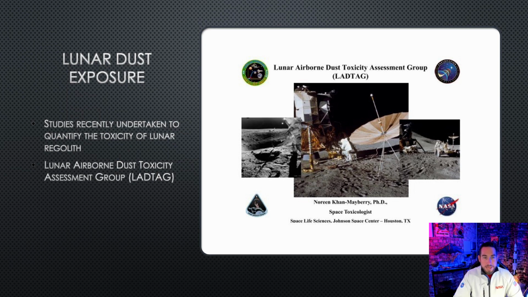All right, so back in, I believe it was 2005, they established this group called the Lunar Airborne Dust Toxicity Assessment Group, also known as LADTAG for short. And what their job was to quantify how toxic the lunar regolith is. So what toxicities are we expecting to see when we go back to the moon? How can we plan for this type of stuff?